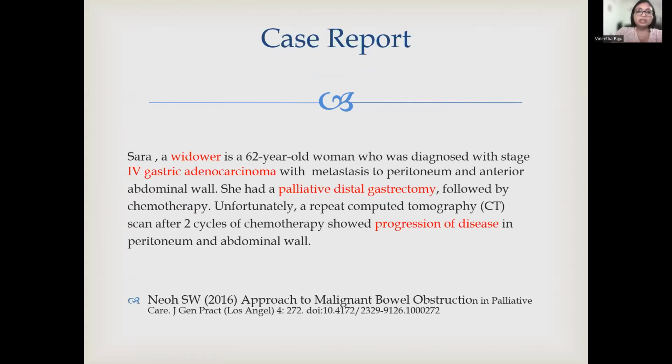So we shall also be looking at a case report, and this is what we will be discussing later after today's session. Sarah is a widow of 62 years old, and she was diagnosed with CA stomach, 4th stage, with metastasis to the peritoneum and anterior abdominal wall. And she had a palliative distal gastrectomy done, and she was also given chemotherapy. But just after 2 cycles of chemotherapy, a CT scan showed that she had already progressed further in her disease. So this is a case that we will be looking into further.